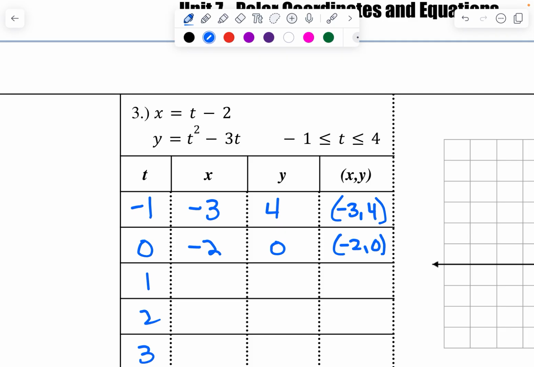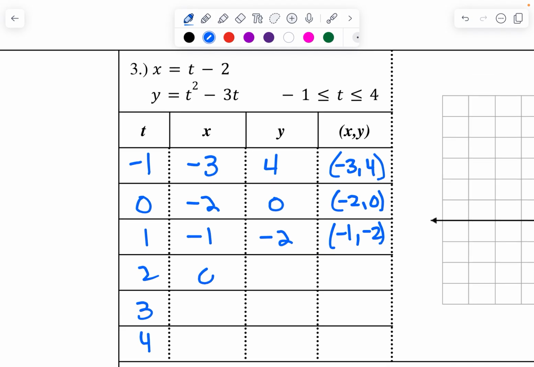If we plug in 1, 1 minus 2, -1. 1 squared is 1, minus 3 gives us -2. 2 minus 2 is 0. 2 squared is 4, minus 6 would be -2. 3 minus 2 is 1. 9 minus 9 is 0.